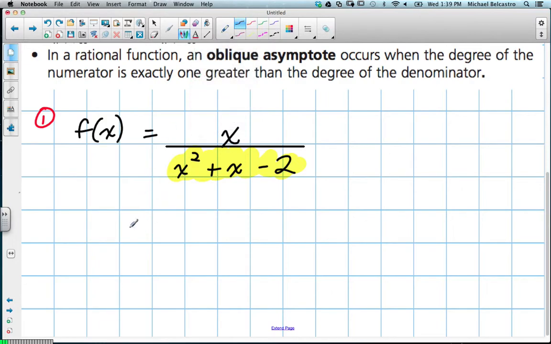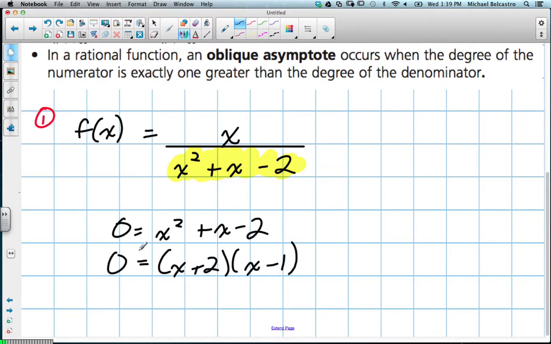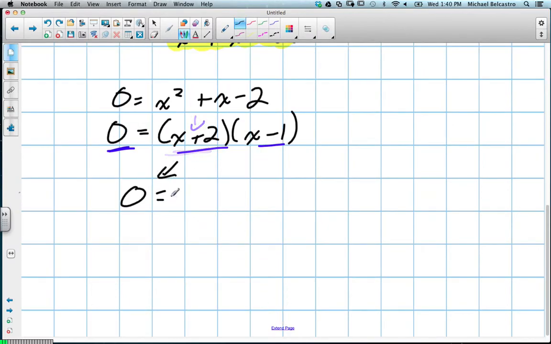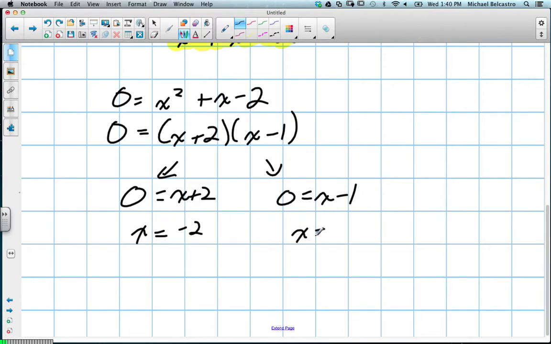So we're going to take a look at when x squared plus x minus 2 is specifically equal to 0. We'll factor this, and we're going to get positive 2, negative 1. So x plus 2, x minus 1 is equal to 0. If either of these is equal to 0, the entire equation will equal 0. So we set both of them equal to 0 to see what our options are. We have 0 equals x plus 2, and 0 equals x minus 1, which means x is negative 2 and x is 1.